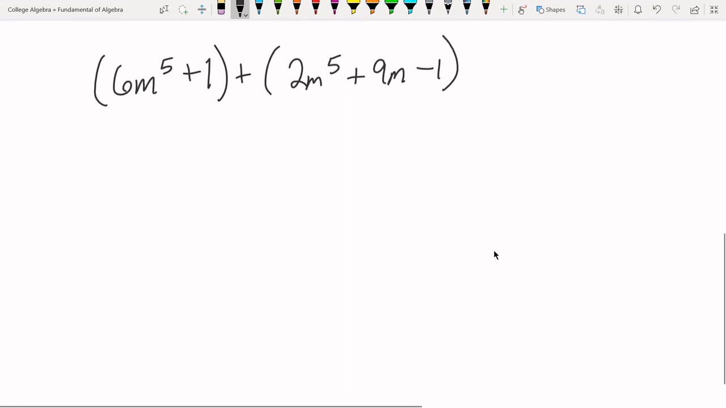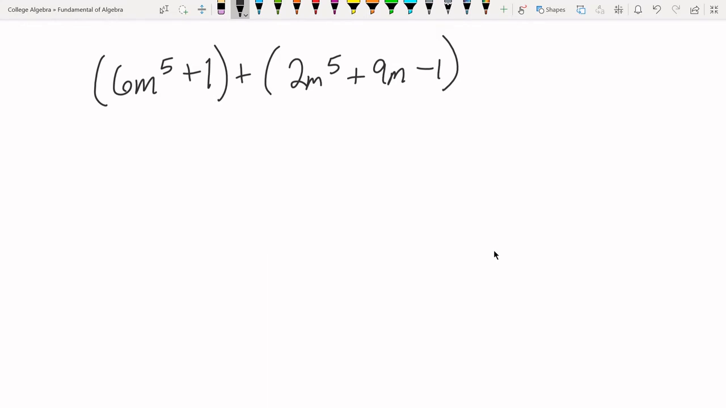So in this case, we have a binomial because there's 2 numbers, right? There's 6, you do like this, 6 into the 5 plus 1, that's two terms, so it is a binomial. The next one here has 2m to the 5th, 9m, and negative 1. That has 3 terms, so it's a trinomial. But it doesn't matter how many terms there are, you always follow this method.